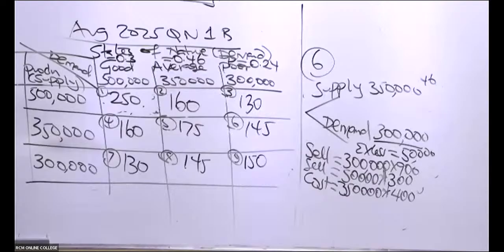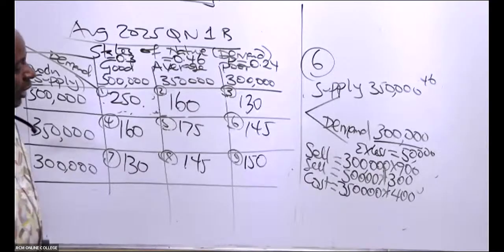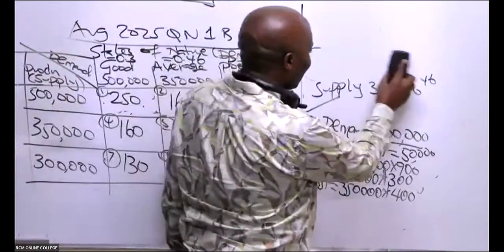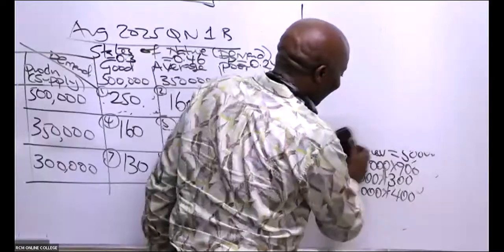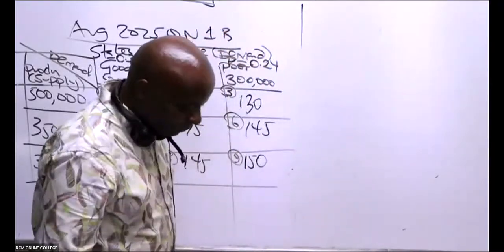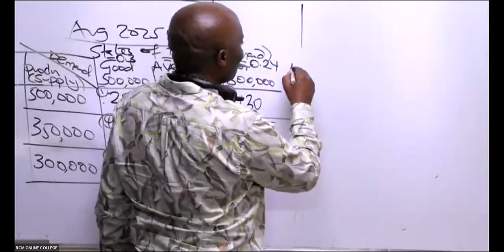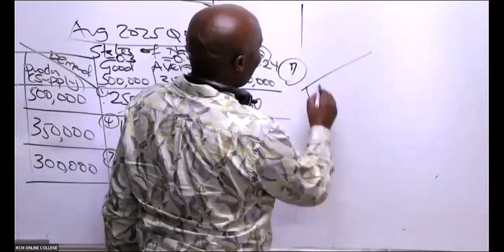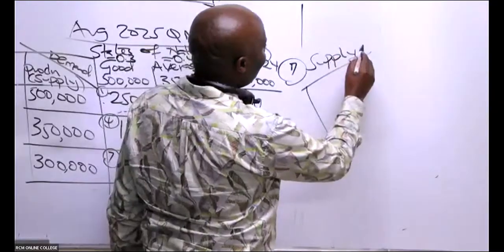So Joanne says sell 7, 300,000 times 900, 200,000 times 300. Let's do cell number 7. It's like they want me to do all the cells, eh? I see that is the second. They want me to do all the cells. We shall overcome. So cell number 7, supply, demand.